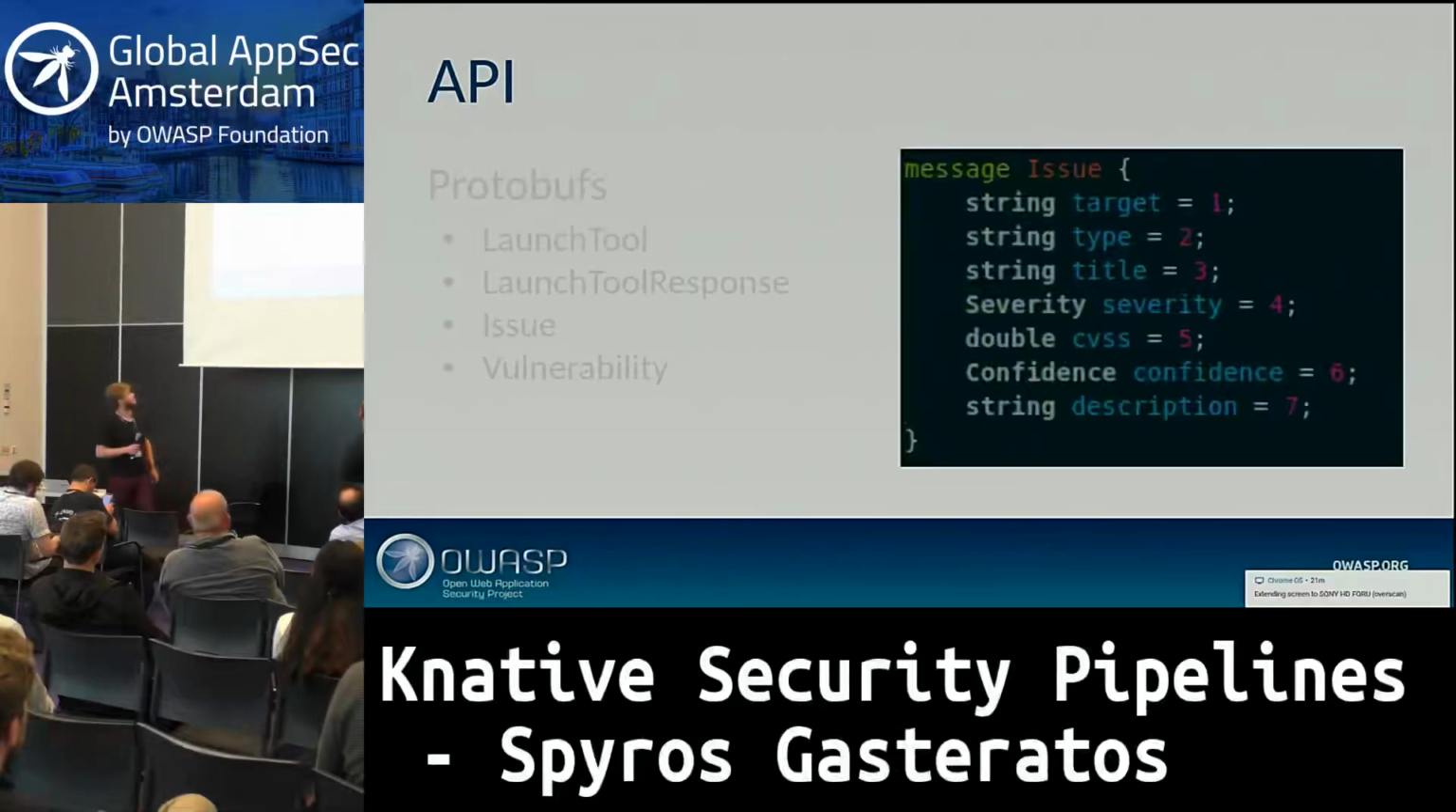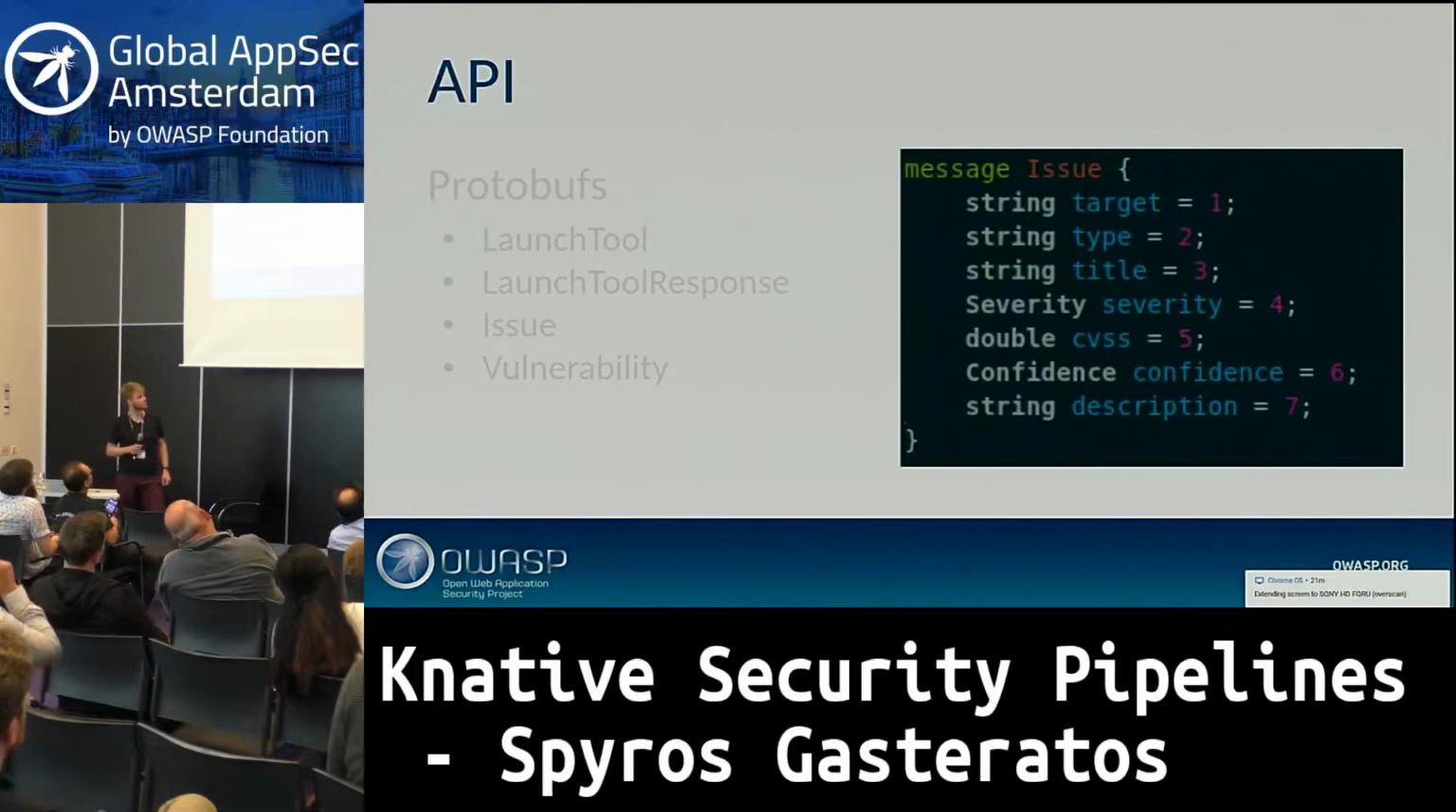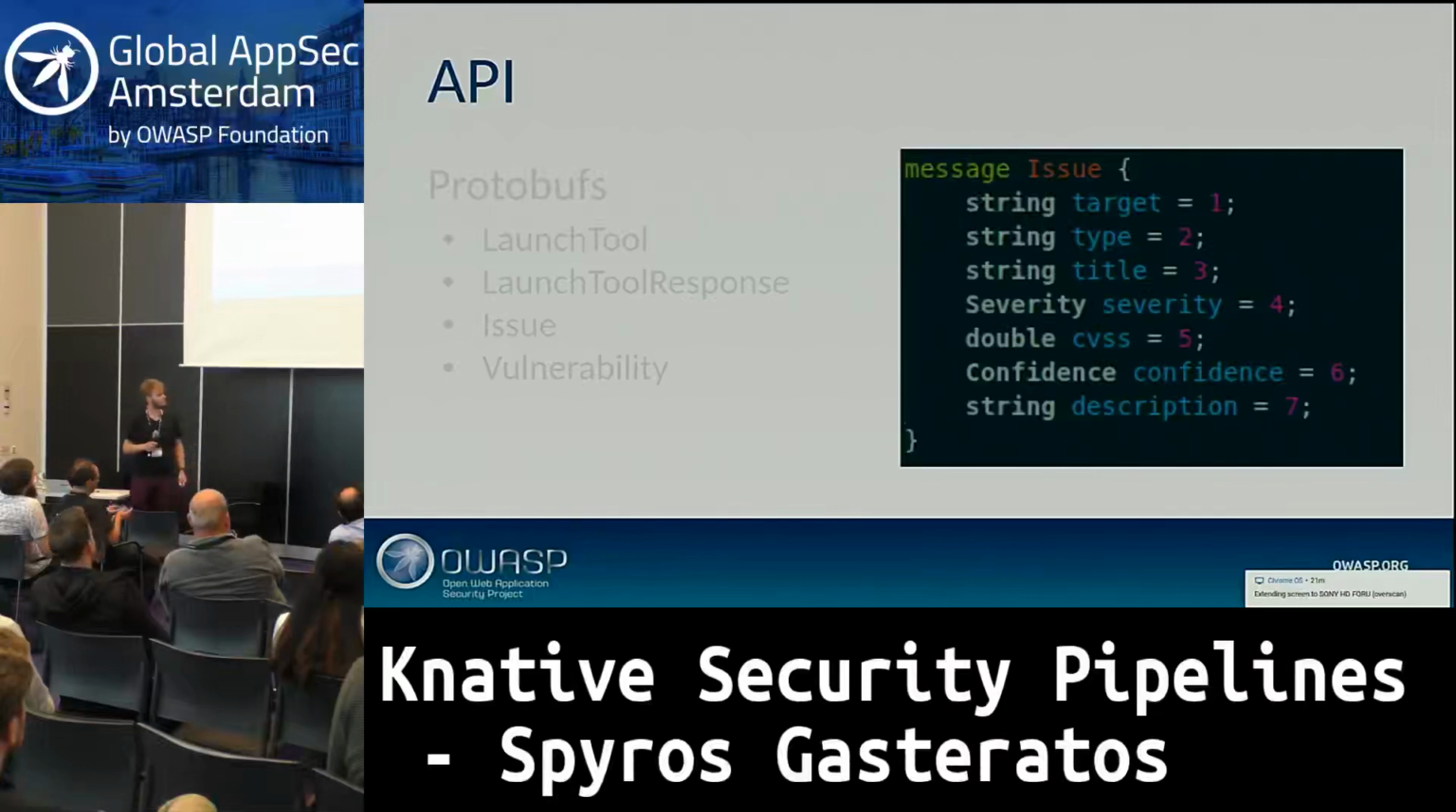Here's how an issue looks in protobuf format. You have several fields, 7 in this case. The first field the protobuf reads is a string with the target, pretty much what you scanned. The second is the type. This is free form. It works for us because it can be either the tool name or the title, or dynamic or static, or SAST tests if you run security-specific SAST tests or regression tests.